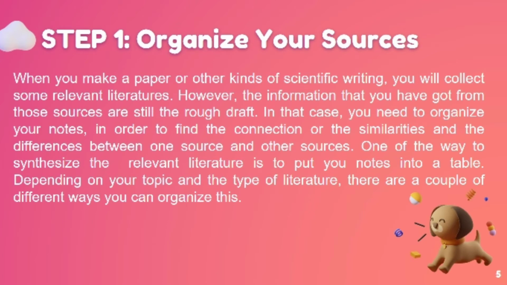When you make a paper or other kinds of scientific writing, you will collect some relevant literature. However, the information that you have got from the sources is still a rough draft. In that case, you need to organize your notes. In order to find a connection, or the similarities and the differences between one source and other sources, one of the ways to synthesize the relevant literature is to put your notes into a table. Depending on your topic and the type of literature, there are a couple of different ways you can organize this.